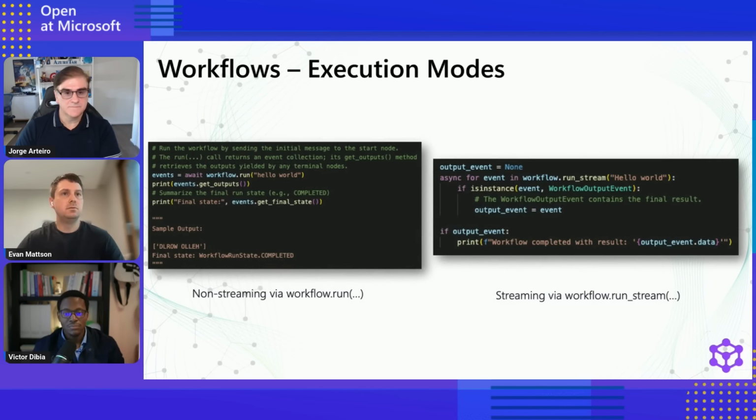And want to also touch on what the execution modes are for workflows. So we provide 2 execution modes today. There's a non-streaming, which you're going to call run method on a workflow. And that's going to run through the entire graph, and then it's going to allow you to get the final state and get the outputs.